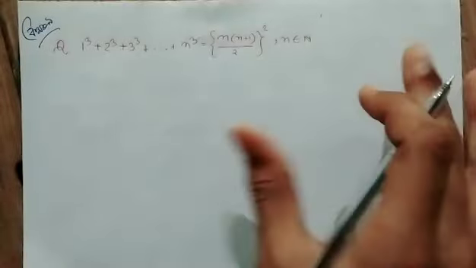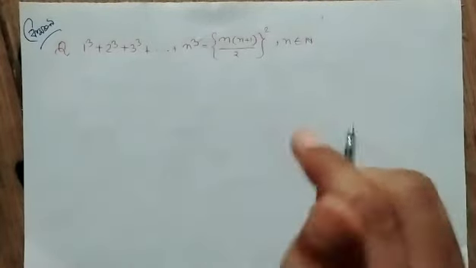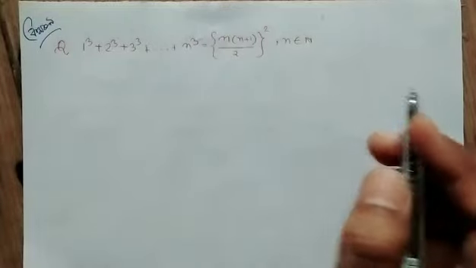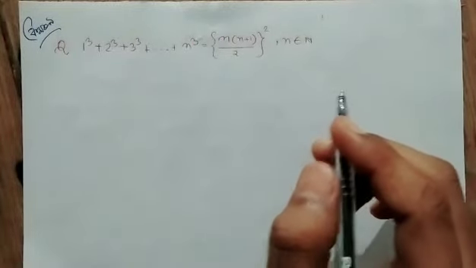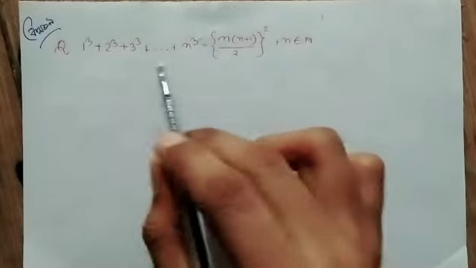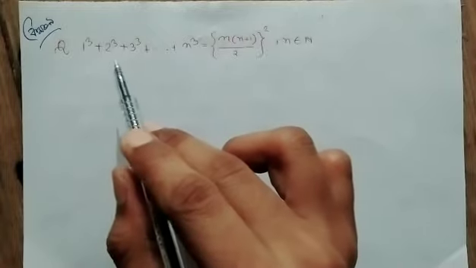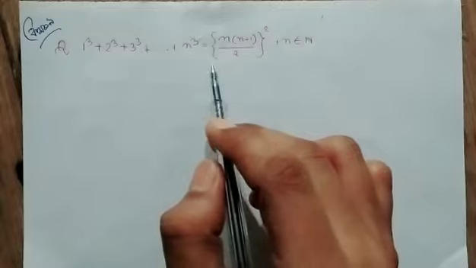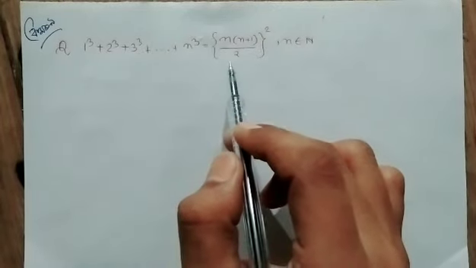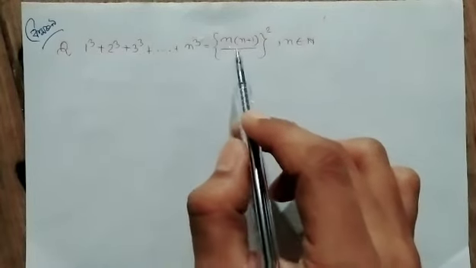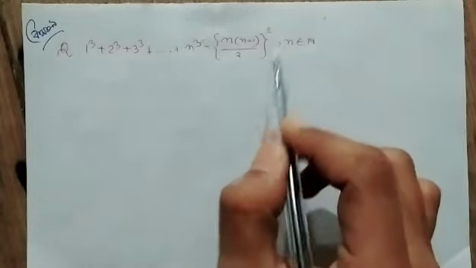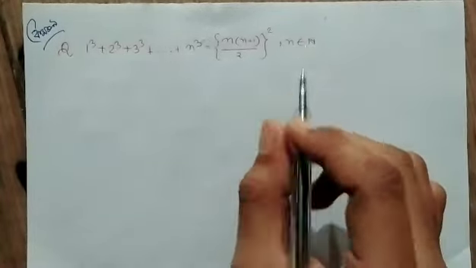So now let's move on to the next question. In this statement, we are given that by the method of mathematical induction, we need to verify whether the statement is true. What is the statement? It is the sum of the cubes of the natural numbers, which is given by the formula n into (n+1) divided by 2, whole square, where n belongs to the natural numbers.